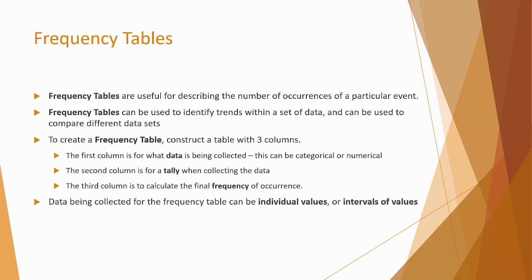So data being collected for the frequency table can be individual values, such as numbers, or categories of items such as hair color or car color, or it can be an interval of values. So we can be looking at weights between 0 and 5 kilograms, 5 and 10 kilograms, or ages.